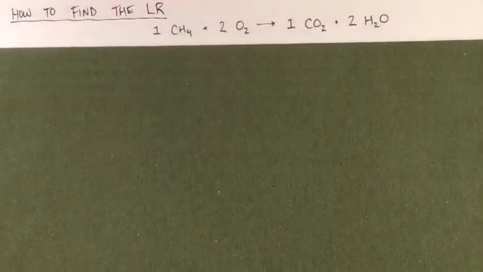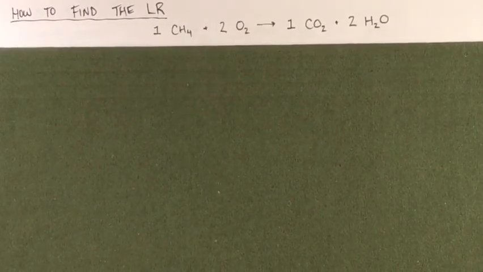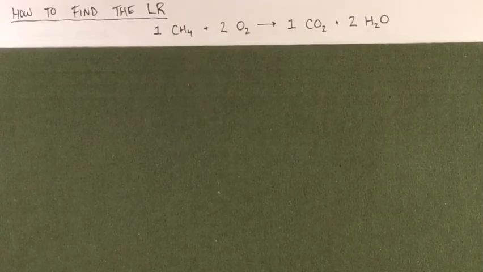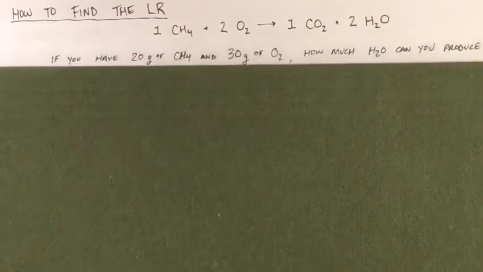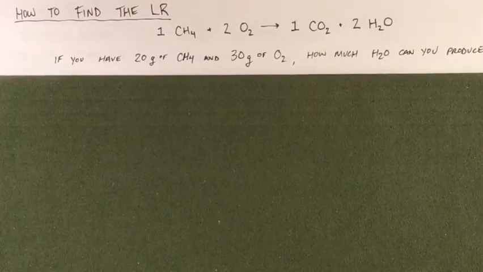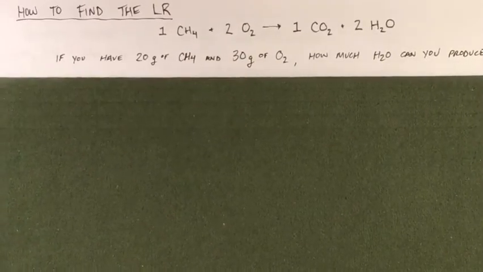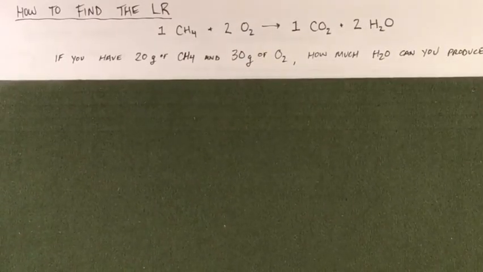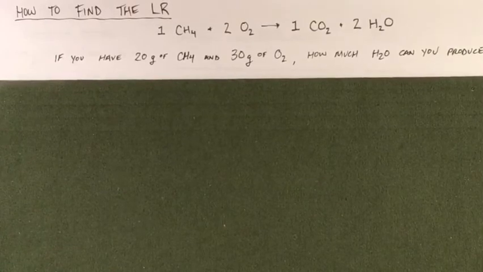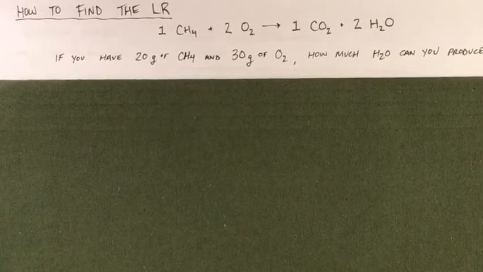This is the chemical equation we're going to work with. It is the combustion of methane. 1 CH4 plus 2 O2 gives us 1 CO2 and 2 H2O. My question here is, if you have 20 grams of CH4 and 30 grams of O2, how much H2O can you produce? This problem's a little bit different because I gave you 2 amounts for the reactants. CH4 is limited to 20 grams and O2 is limited to 30 grams.